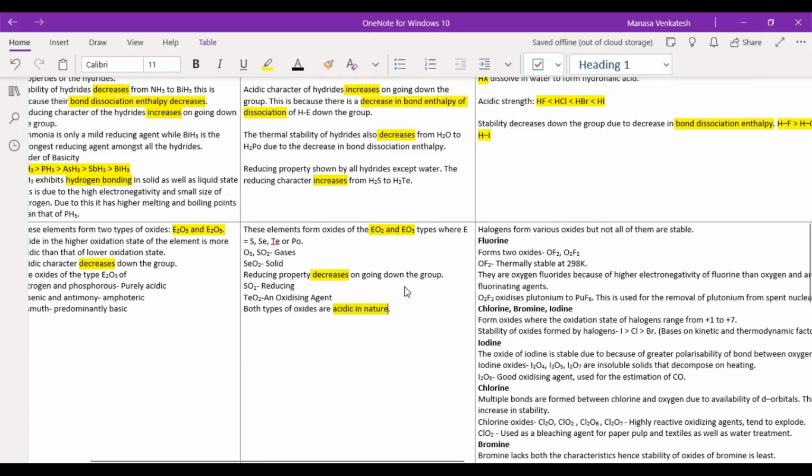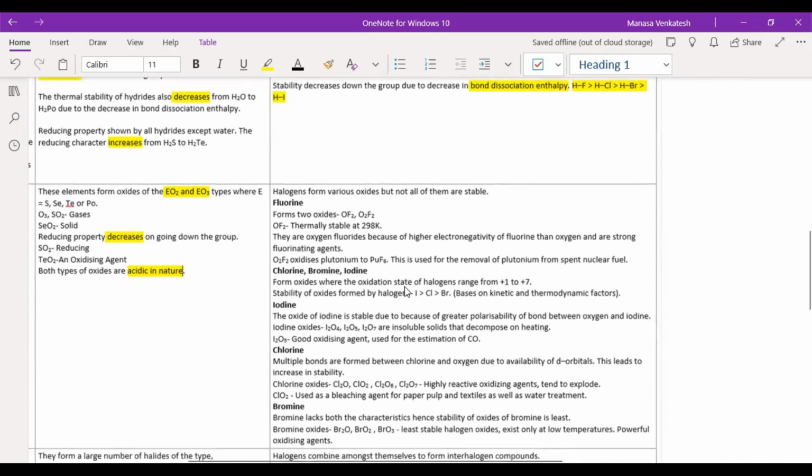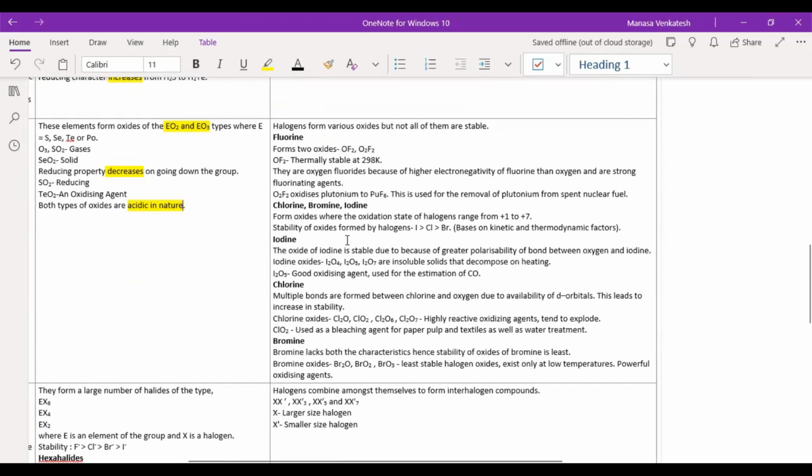We'll be discussing the characteristics of oxides again later. Last is halogens. Halogens form various oxides, but not all of them are actually pretty stable. Fluorine forms OF2 and O2F2. OF2 is thermally stable at 298 Kelvin. Now, actually, we don't refer to OF2 and O2F2 as oxides, but they're actually fluorides.